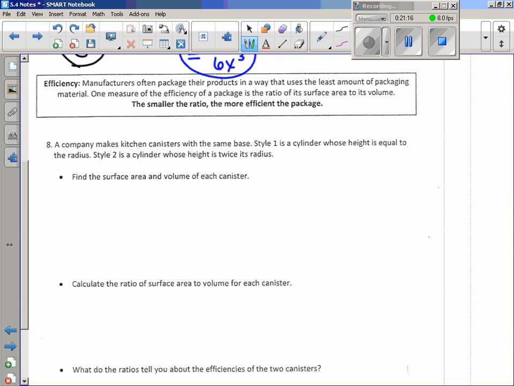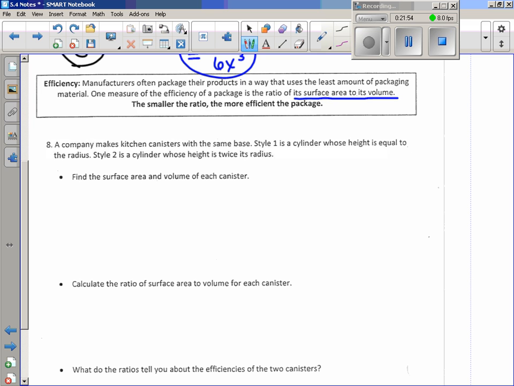It says, manufacturers often package their products in a way that uses the least amount of packaging material. One measure of the efficiency of a package is the ratio of its surface area to its volume. And I'm really kind of sad that we didn't get to do it in this class. Miss Layton is getting ready to do that today in our every other day class. We're doing a project where they have to figure out which geometrical shape would produce the most efficient packaging material based on which surface area to volume ratio would be the least.